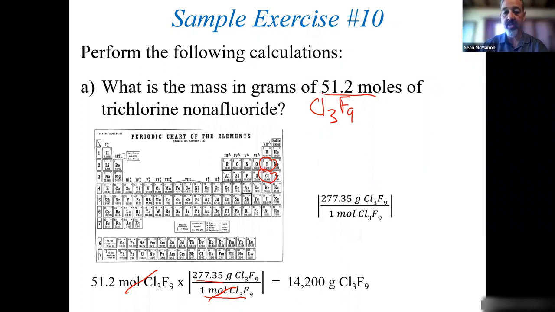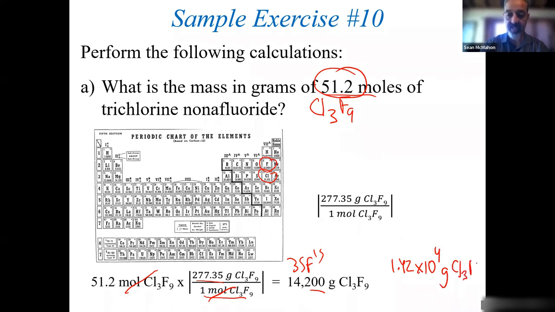Now, why do I have these zeros? I only need 3 sig figs, so this answer has 3 sig figs. These trailing zeros do not count because there's not a decimal. If you put a decimal right there, that would be 5, and you would get sig figs wrong, okay? If you want to put it in scientific notation, you can do that: 1.42 times 10 to the 4 grams of Cl3F9. How did I do that? 1, 2, 3, 4. The exponent is positive because this number is bigger than 1.